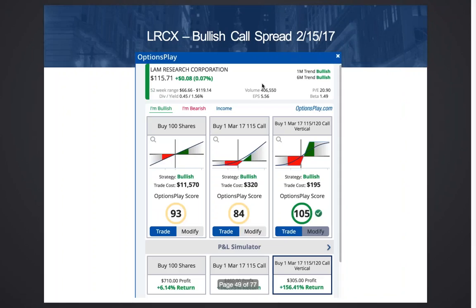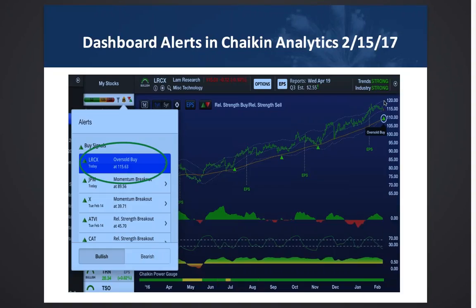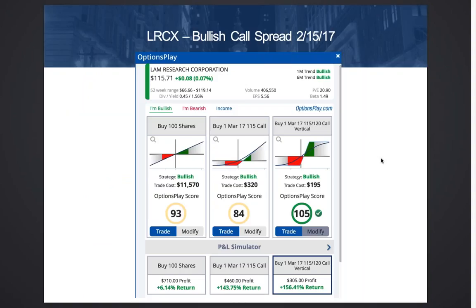There it is. And Options Play is suggesting that the best bullish strategy of the 3, buying the stock, buying a call, is the vertical call spread. Buy the March 17th expiration 115 call, sell the 120 against it. That was slightly in the money. If the stock rallies from 116 to 120, which is 3%, you'll make 156% on your money in a little more than a month. And that's, by the way, where the upper volatility band is. So a real opportunity to go from a signal to a chart to an option strategy. Seamless. That's why I said in the beginning that Chaikin Analytics helps you make more money in less time.